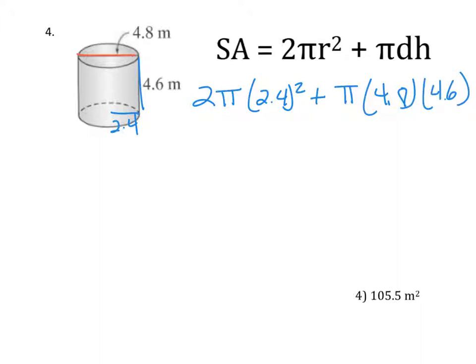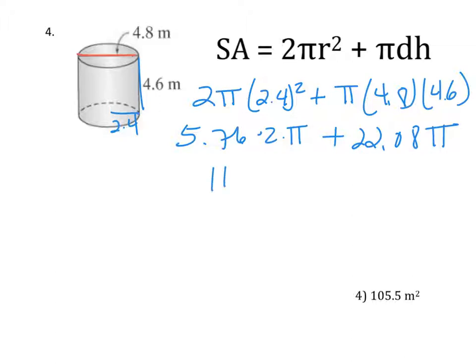There we go. So 2.4 times 2.4 is 5.76, so I have 5.76 times 2 times pi, plus, on the back side, 4.8 times 4.6 is 22.08 pi. So back to the left side, 5.76 times 2 is 11.52 pi, plus again 22.08 pi. And again, pi here, I can add those two. So plus 22.08.